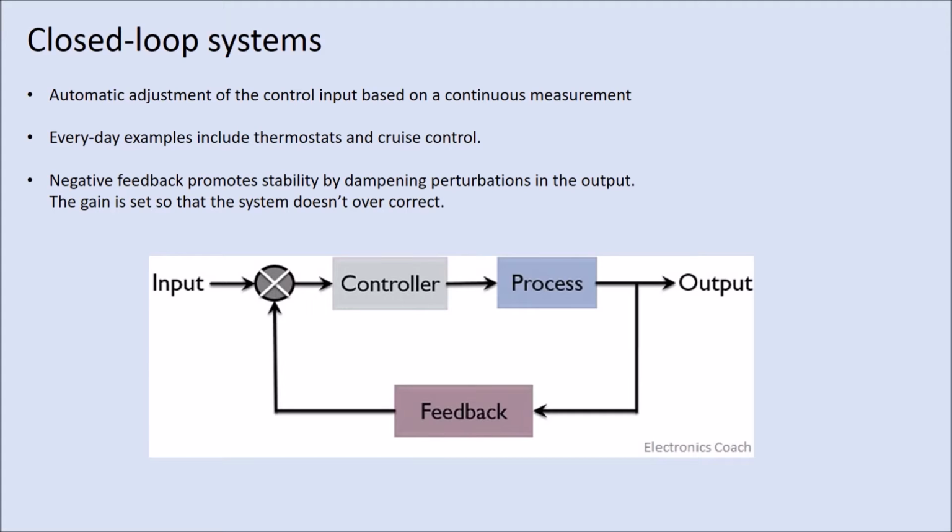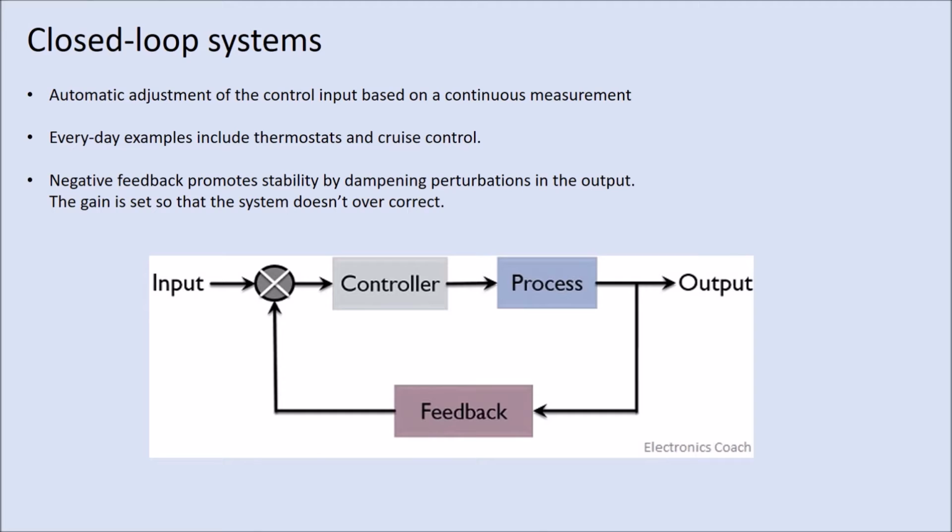And another piece of terminology that crops up quite commonly when talking about closed loop systems is this idea of negative feedback. And negative feedback is based on the gain that is applied to the control input based on the feedback loop. So negative feedback generally promotes stability by trying to dampen out the perturbations in the output. So the system is adjusted so that the gain doesn't overcorrect the initial input. So it tends to have a dampening effect, and that's called negative feedback.